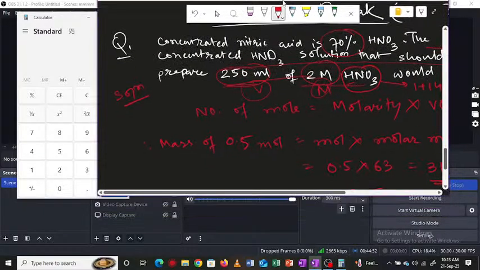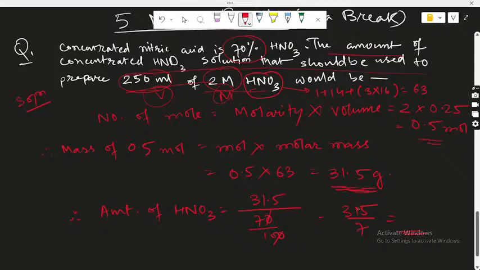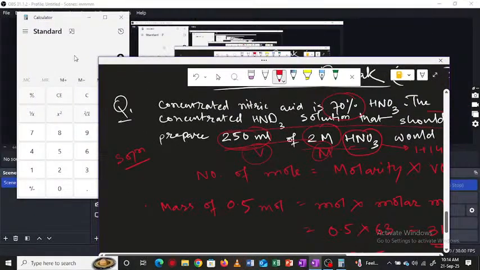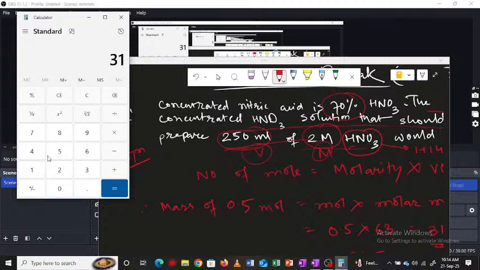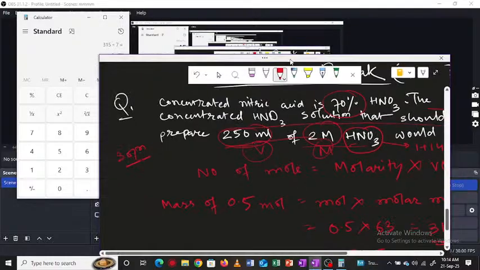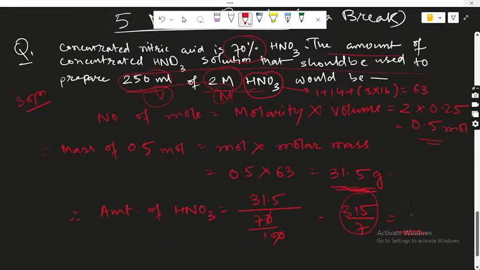You have to divide. The values are 315 divided by 7. 315 divided by 7 will give us 45. So the answer will be 45 grams. Just check the options. Understood? If there is any doubt in any steps, Mir, just ask me, I will help.